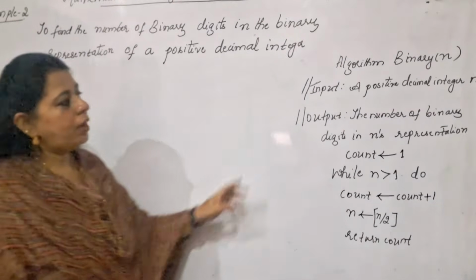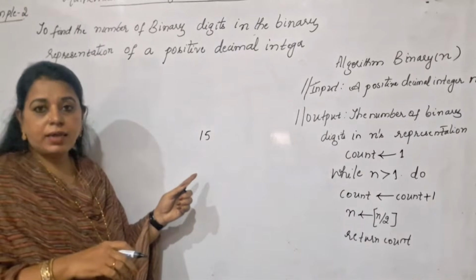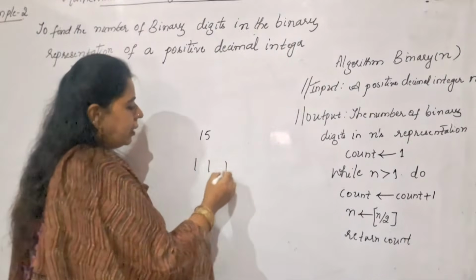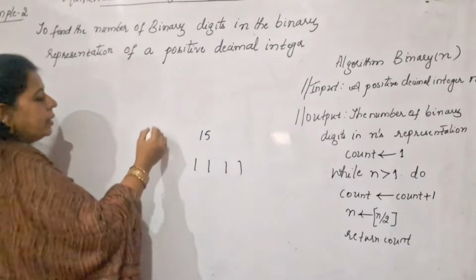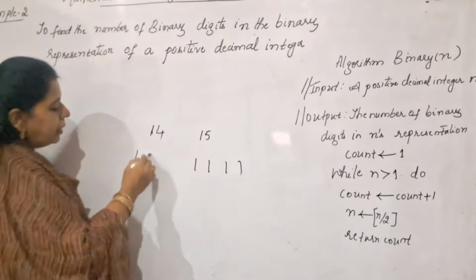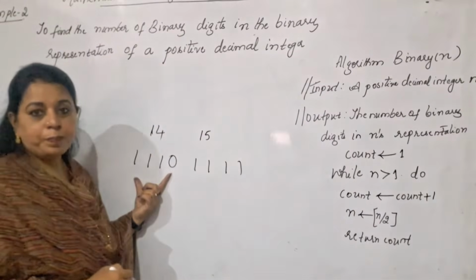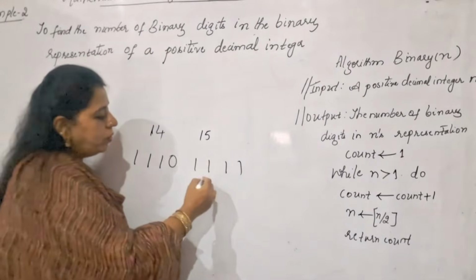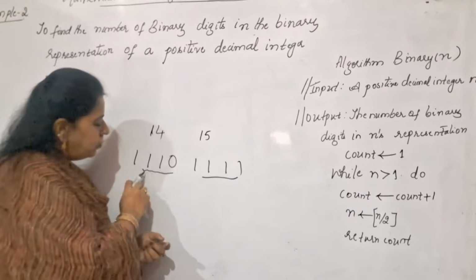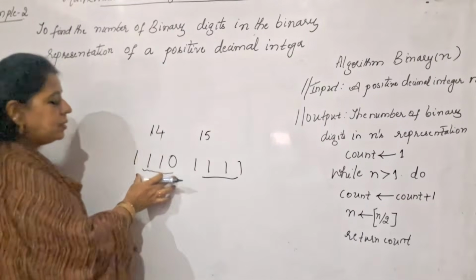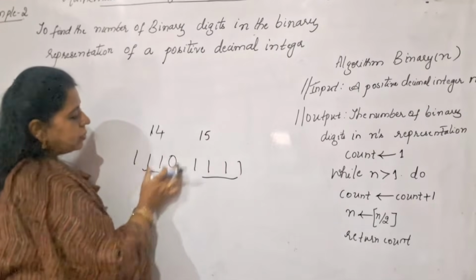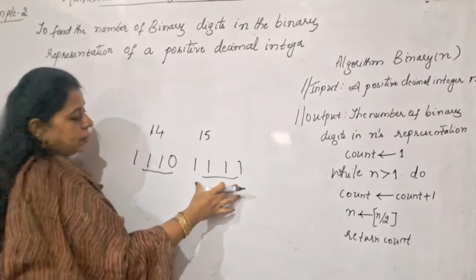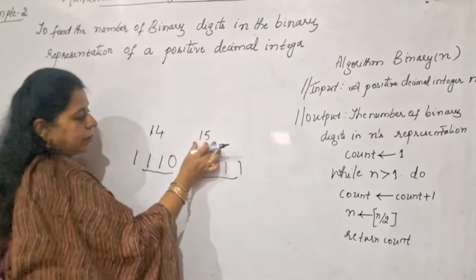So your input is a positive decimal integer. Suppose you are taking a decimal value as 15, to write this decimal value in binary, you are writing in this manner. If you are taking a decimal number as 14, then you are writing in this manner, the binary value. How many bits are you using here in order to represent the binary value? For 15 you are using 4 bits. For 14 you are using 4 bits. That means 4 bits are sufficient for us to represent the decimal number 14. 4 bits are sufficient for us to represent the decimal number 15.